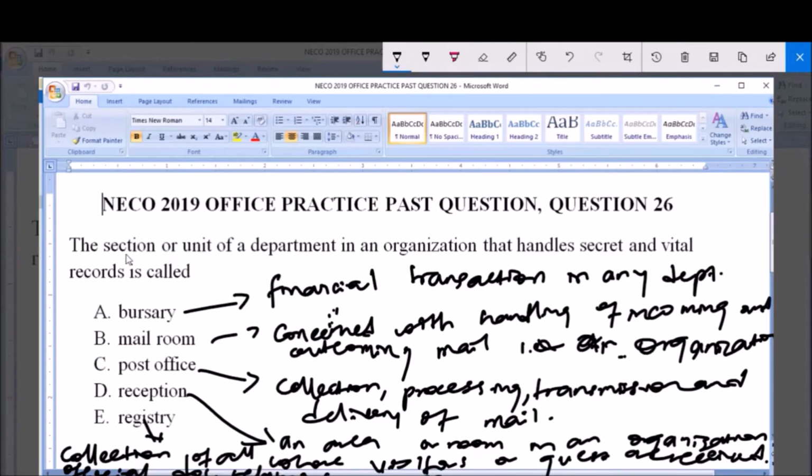Now the question says the section or unit of a department in an organization that handles secret and vital records. These secret and vital records are known as official documents. Official documents pertaining to an organization are very secret and vital. And the unit responsible for handling these secret and vital records is the registry. And that is option E, the registry.